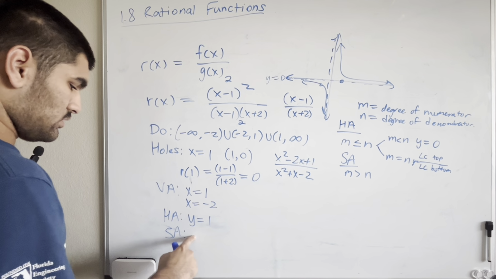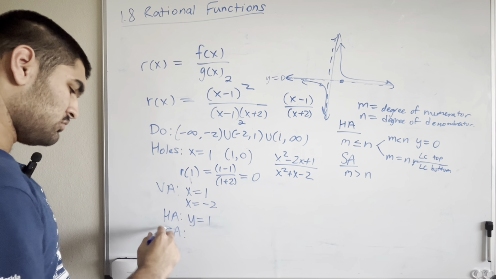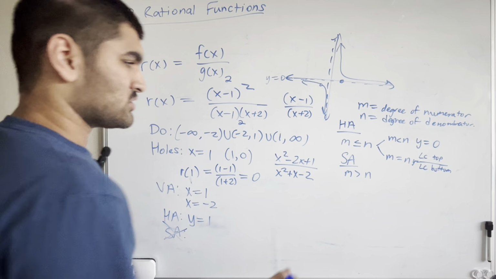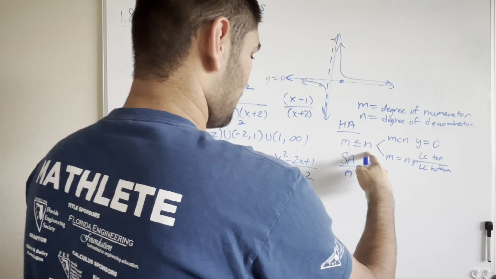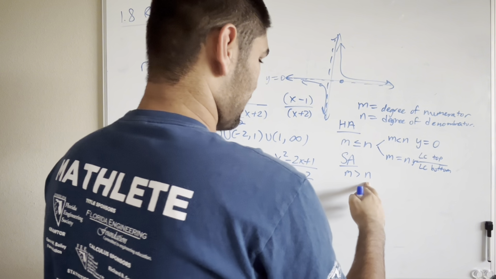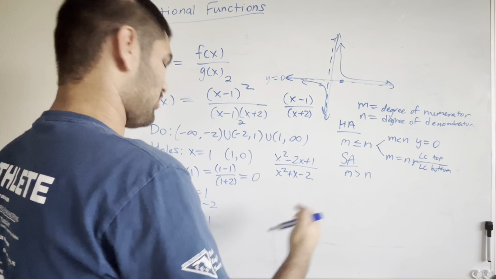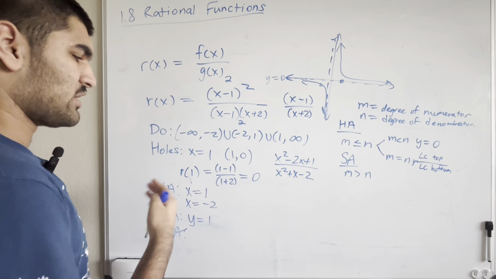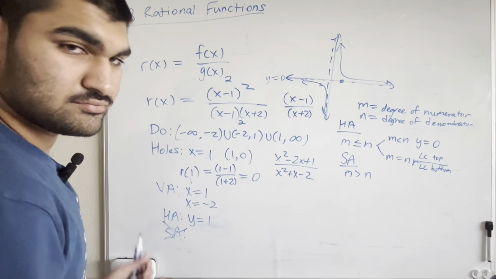And so now we have a horizontal asymptote of y equals 1. If you have a horizontal asymptote, you cannot have a slant asymptote, right? Because a horizontal asymptote means that m has to be less than or equal to n, and a slant asymptote means m is greater than n. But m cannot be less than or equal to n and greater than n, right? So it doesn't make sense to have both. If you have one, you can't have the other. You can only have one or the other. So in this case, we don't have a slant asymptote.